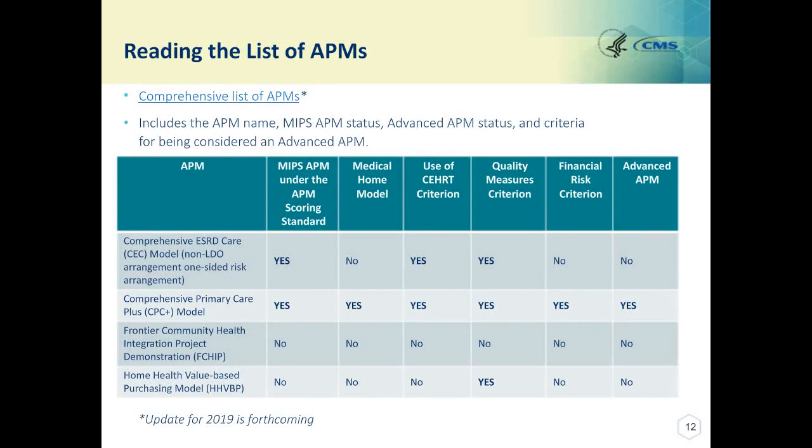Here again, you'll see an overview of how we help define APMs. At the top, in the green section, APM is the name of the model that we're working under. So the first one would be the Comprehensive ESRD Care Model, looking at end-stage renal disease. The next bucket will be the MIPS APM under the APM scoring standard. So within CMS we have already made a determination: did this meet the regulatory criteria? The medical home model, was it a medical home model? And going back to looking at the name of the APM, did it use CEHRT criterion, was that met? Were quality measures criterion met? Is there financial risk in this model? And is it an advanced APM? So when you look at the comprehensive list of APMs, this is a great way to be able to understand what you're looking at there. Next slide, please.